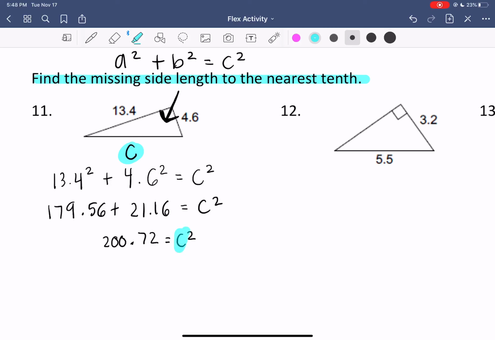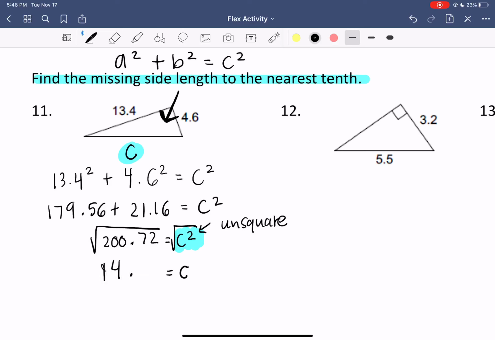Again, we're only looking for C, and this here says C squared. So we need to unsquare it. We have to take the square root of both sides. That will leave us with C on the right and then 14.16, which would round to 14.2. And that is your answer for C.